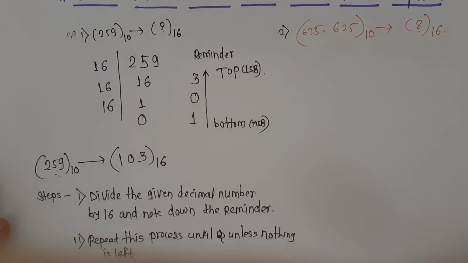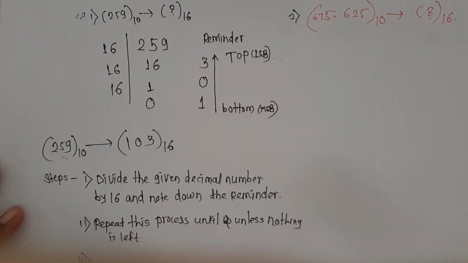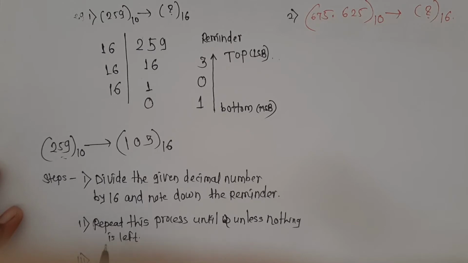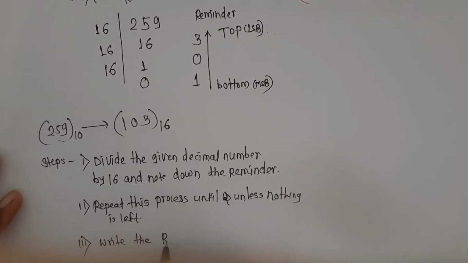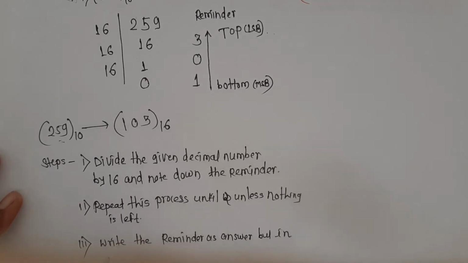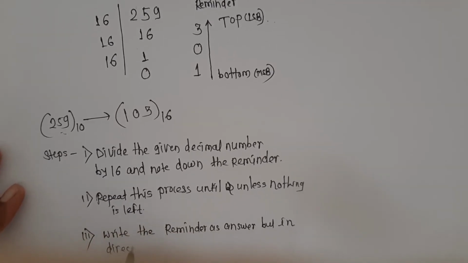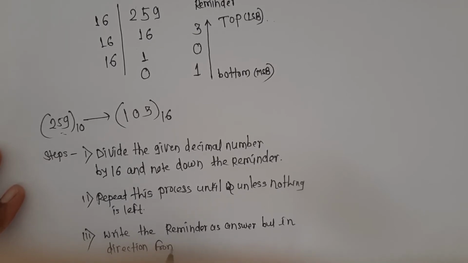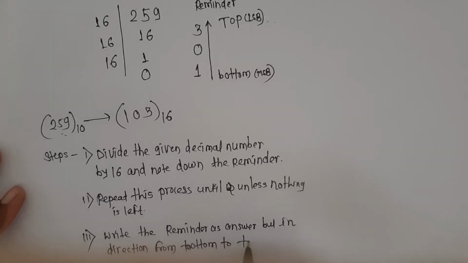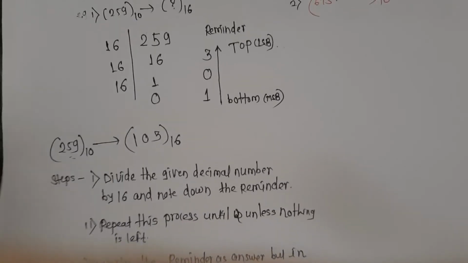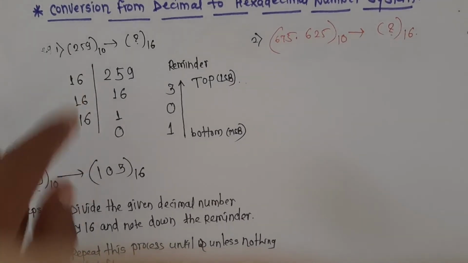And what is the third step? Write the remainders as the answer. But in which direction? In the direction from bottom to top. So this is the first part, the case of the integer part.